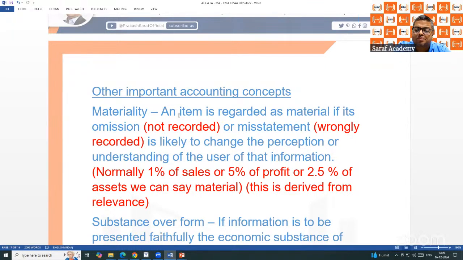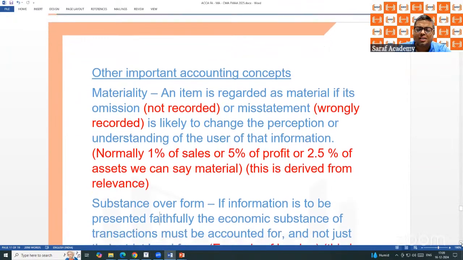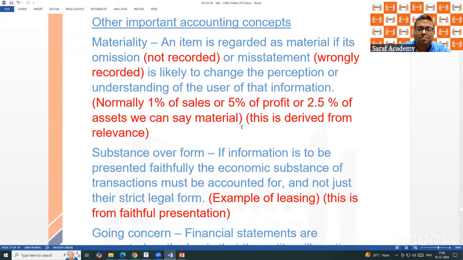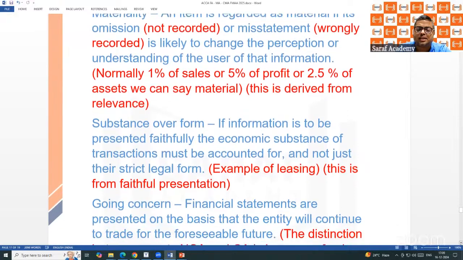They are treated as material. They need to be separately disclosed. They should not be mixed with other expenses, other items. They need to be separately disclosed so that their effect on the financial statements can be analyzed. उसके कारण profit कितना हुआ, loss कितना हुआ, अच्छा हुआ, खराब हुआ. That is called materiality. Material items should always be disclosed separately in the financial statement.